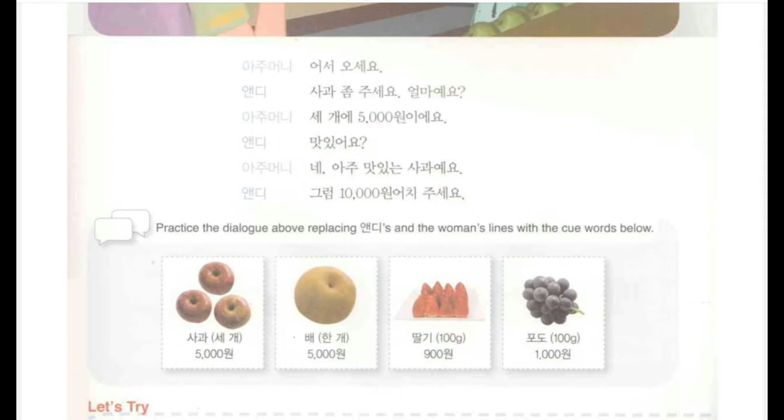Shall we practice now? Role play. 제가 아주머니 할게요. 여러분이 앤디 해주세요. 어서 오세요. 3개에 5,000원이에요. 네, 아주 맛있는 사과예요. Very good. This time 제가 앤디 할게요. 여러분이 아주머니 해주세요. 시작. 사과 좀 주세요. 얼마예요? 맛있어요? 그럼 10,000원어치 주세요.